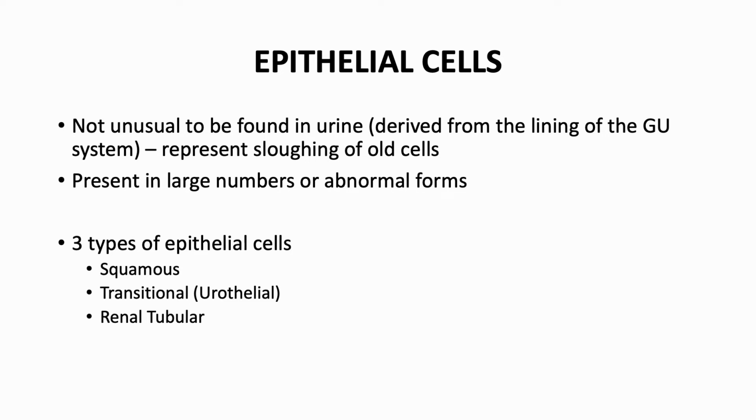Epithelial cells found in the urine is not unusual, as this may represent sloughing off of old cells that line the genitourinary system. Present in large numbers or abnormal forms, however, can be of clinical significance. There are 3 types of epithelial cells that may be found in the urine, and these are squamous cells, transitional or urothelial cells, and the renal tubular cells.